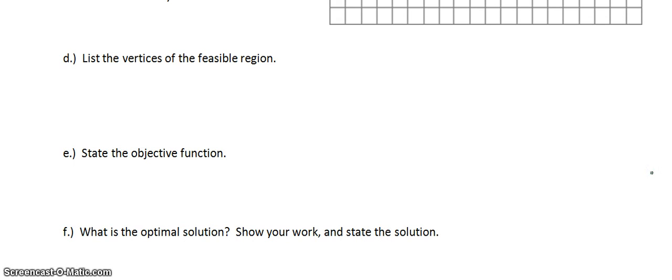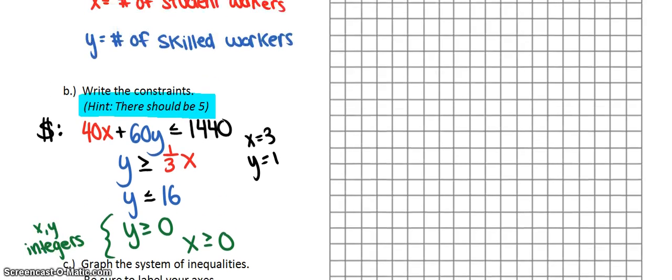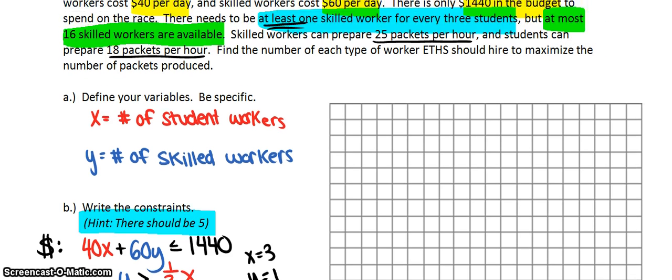But the last thing that you always want to get from this information is something called the objective function. And the objective function is just the equation, or function, I guess I should say, whenever I start writing equation, that calculates the optimal solution. Optimal meaning the best solution. Okay, so in this particular problem, our optimal solution will happen when we have the maximum number of packets produced by each type of ETHS worker.